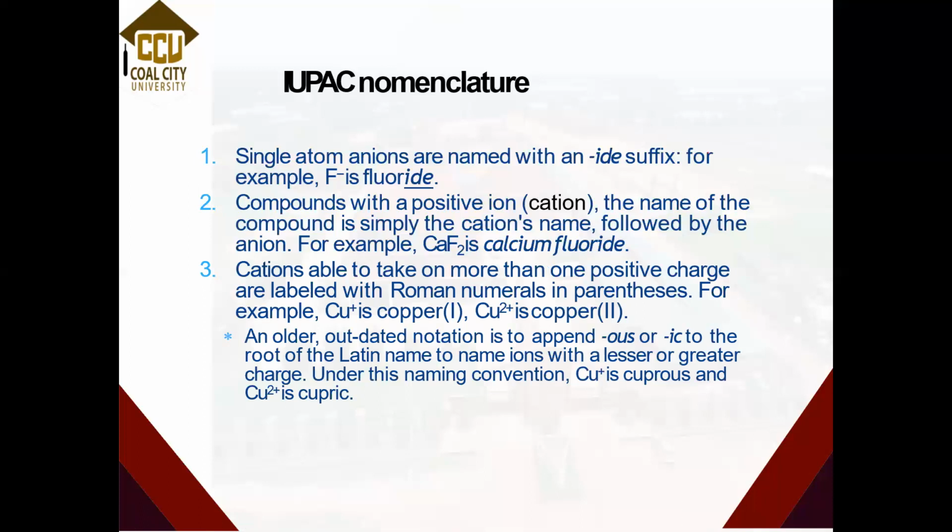Cations able to take on more than one positive charge are labeled with Roman numerals in parentheses. So if I have cations, that is positively charged atoms that are able to take up more than one positive form, that means they are able to have +2 oxidation states, +3 oxidation states, etc. For example, copper can exist in the +1 oxidation state or in the +2 oxidation state. So I represent this by putting the number of charges in parentheses in the center.